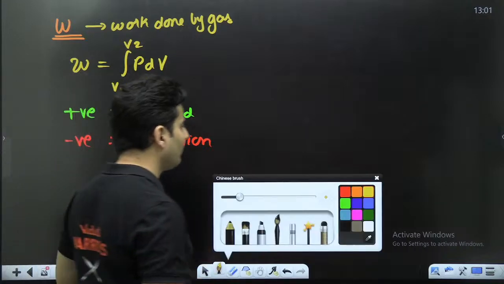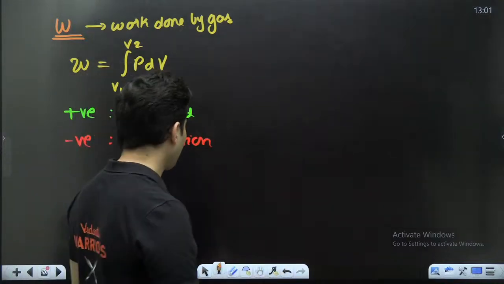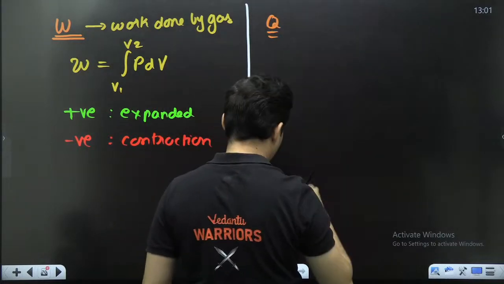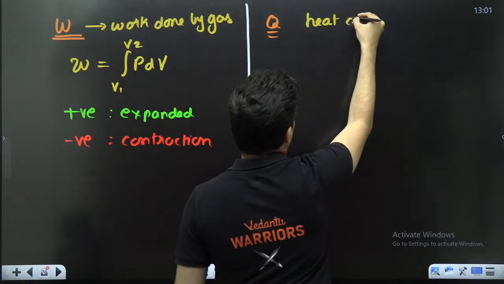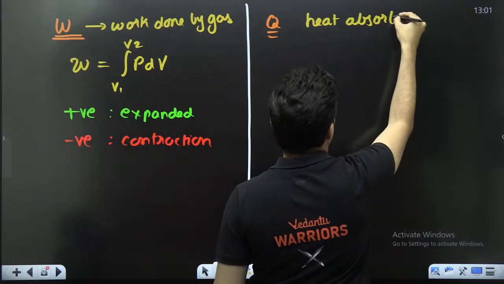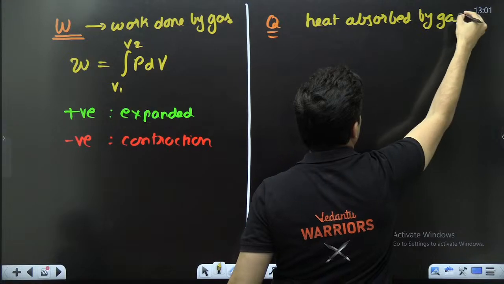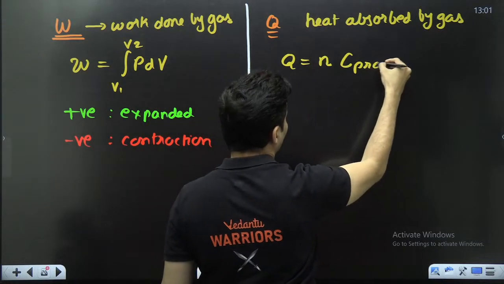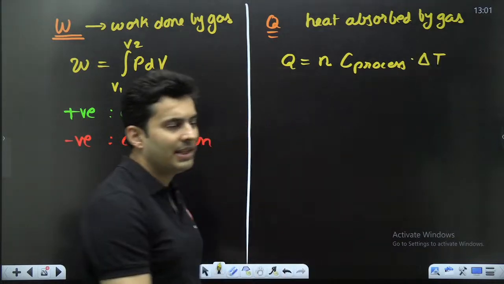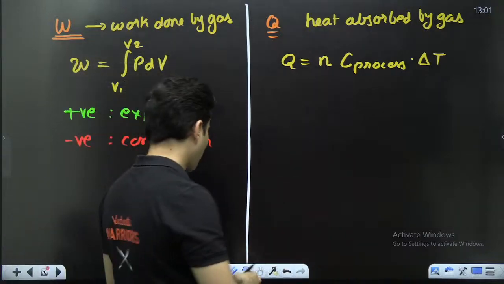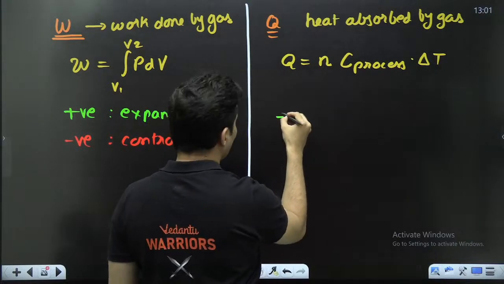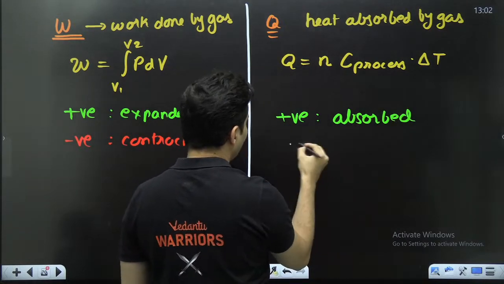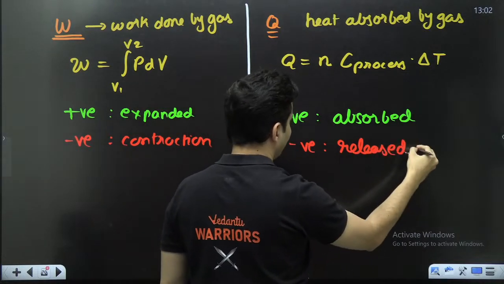Cool. So that is regarding work. Internal energy we have already discussed, so no point discussing it again. If I talk about heat, this heat is the heat which is absorbed by the gas, and the formula for Q will depend on the process, so nC for that particular process into delta T. It depends whether it is pressure constant, volume constant or something else. Also keep this in mind that if the value of Q is positive, that means it has absorbed, and if it is negative, that means it has released.